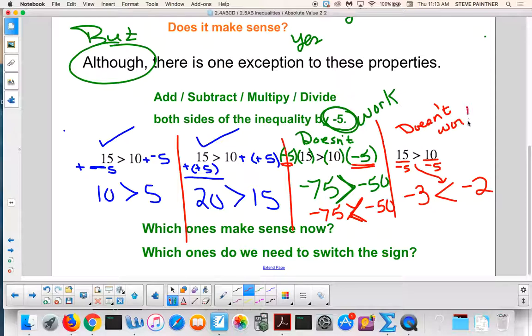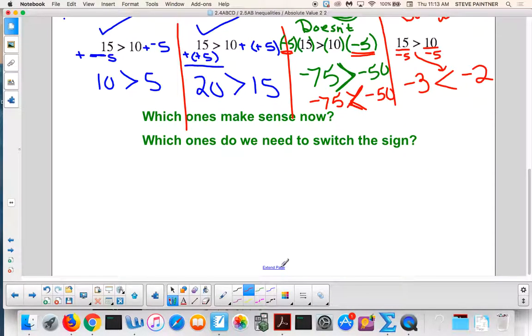Do we have to put that for every answer? No. What I'm trying to get across to you is one thing. I'll show you. Here's what I'm going to ask you now. Which ones make sense now? Only what? Addition made sense. Subtraction made sense, right? But which ones do we need to switch the sign for? Multiply and divide. Okay, so please write this down.